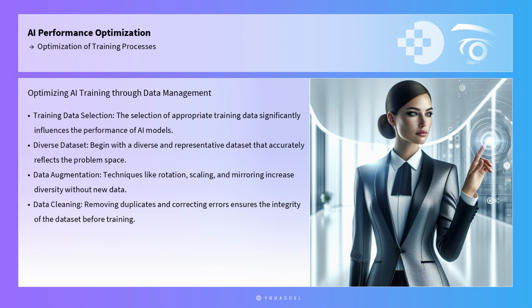One of the most important aspects of optimizing AI training is the selection of appropriate training data. The quality and quantity of training data significantly influence the performance of AI models. It is essential to begin with a diverse and representative dataset that accurately reflects the problem space. Data augmentation techniques, such as rotation, scaling, and mirroring, can increase the diversity of the training set without the need for collecting new data, thereby saving time and resources.